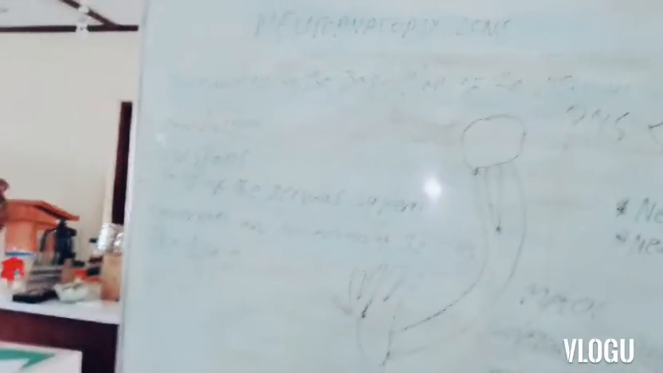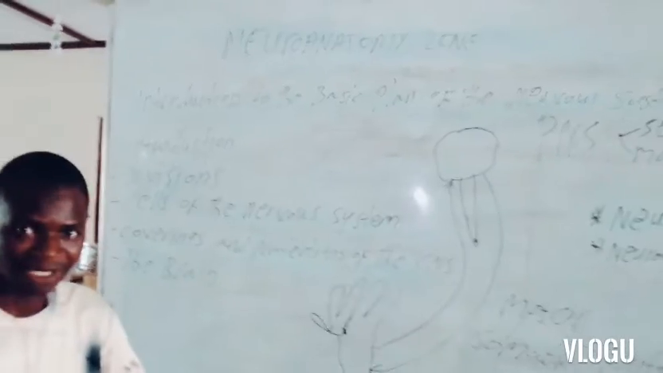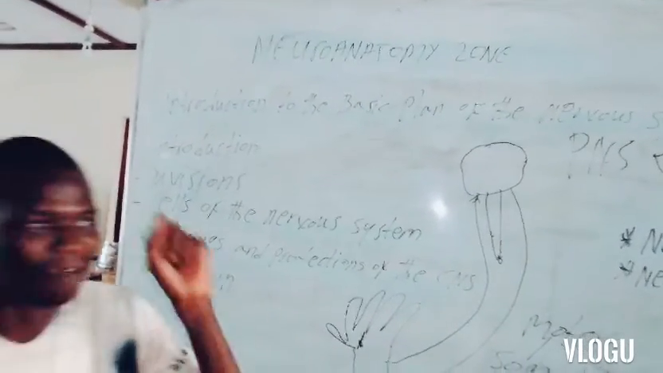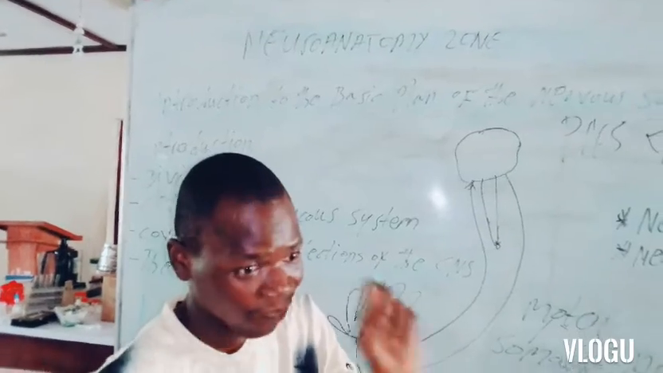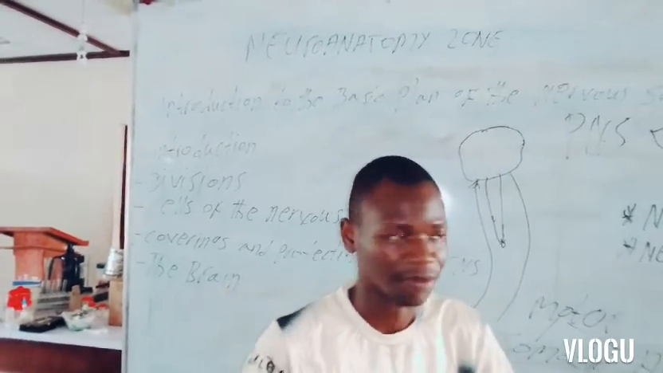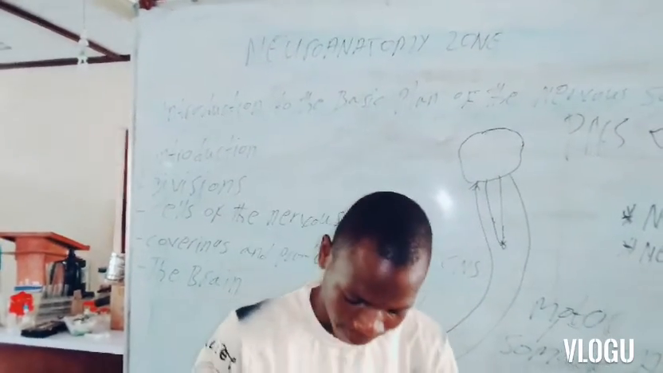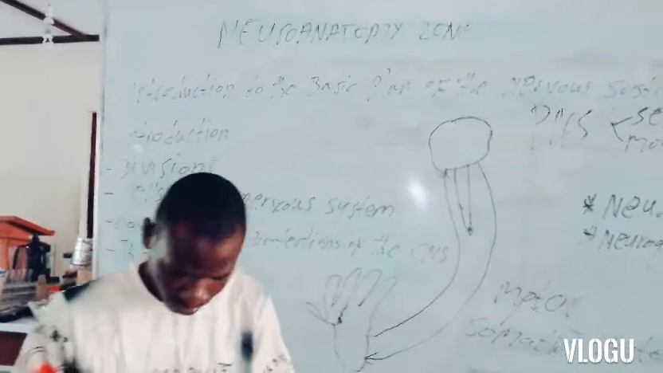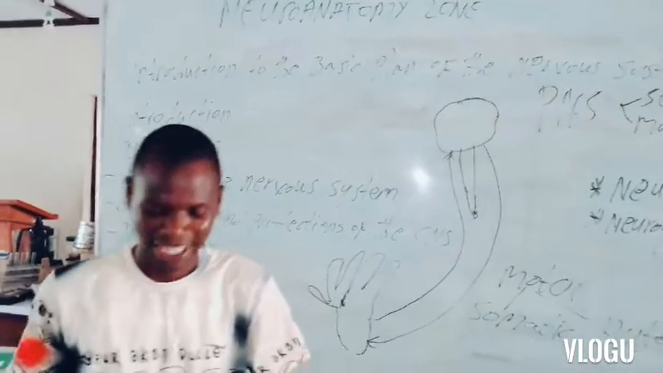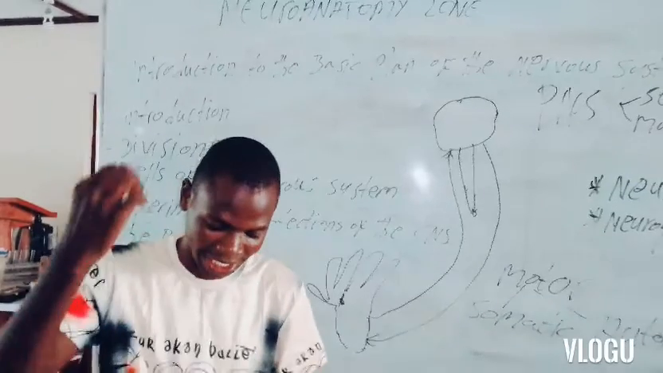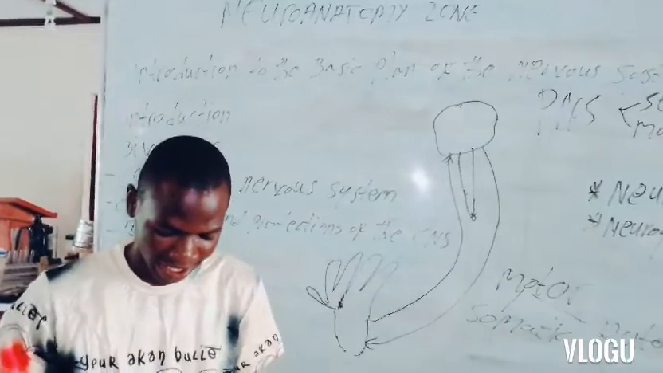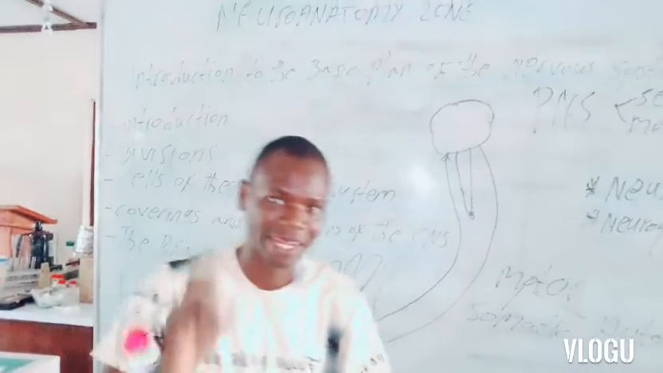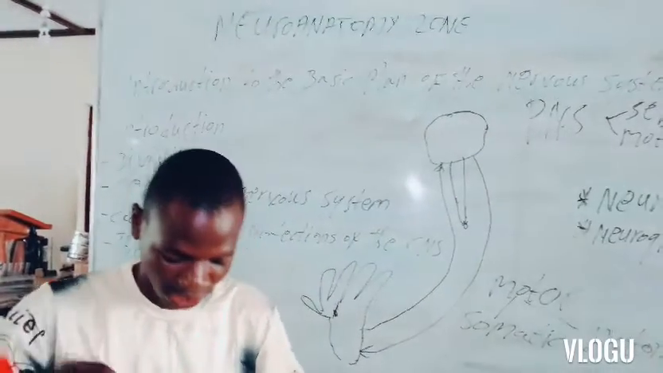Now, the cells that form the nervous system are basically the neurons. Neurons are the basic structural and functional units of the nervous system. Neurons have several characteristics, but two main ones. They have the ability to be excited, and they have the ability to conduct signals. So the two characteristics of neurons are, one, excitability, and two, conductivity.